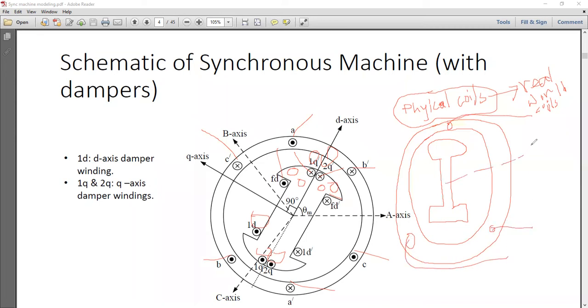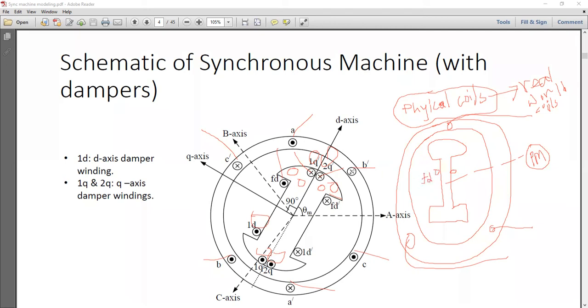And this is the prime mover. You are rotating the rotor with the help of the prime mover. These are the stator coils. And let's say we talk about only the physical coils for the timing. Let's say these are the physical coils, okay? And none of the damper coils are physically present.